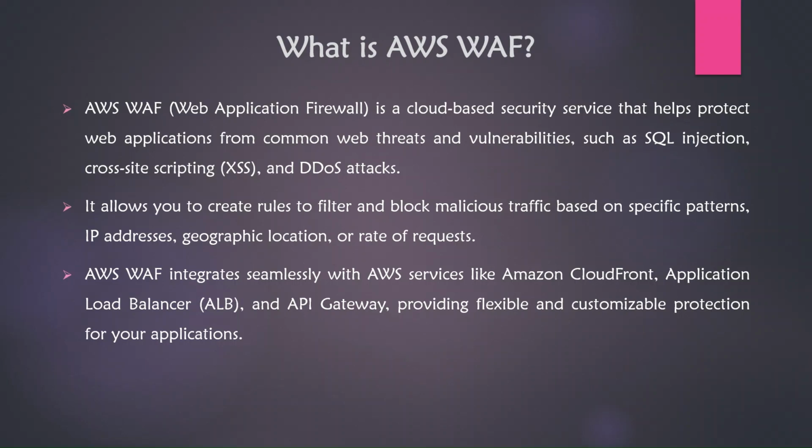And it also allows you to create rules to filter and block malicious traffic based on specific patterns, IP addresses, geographic locations, or rate of requests. So you can define rules to detect and stop harmful activities. These rules can identify suspicious patterns in incoming traffic, block traffic from specific IP addresses known for malicious behavior, restrict access based on geographical location, preventing traffic from certain regions, and set limits on the rate of requests, avoiding abuse from automated bots or attackers.